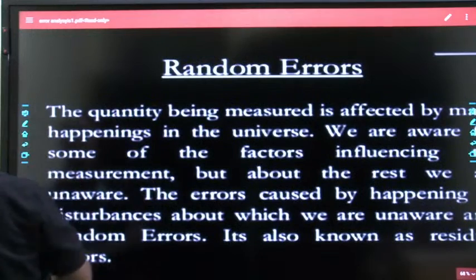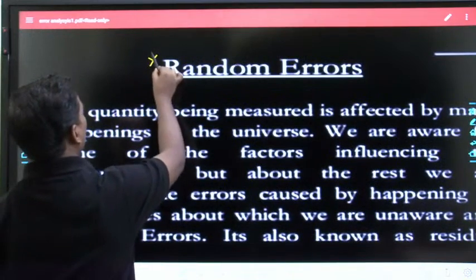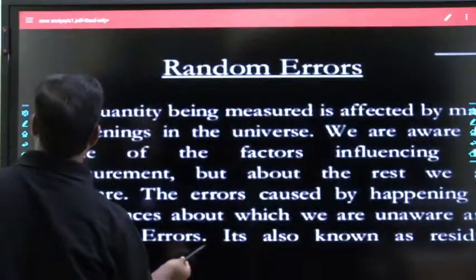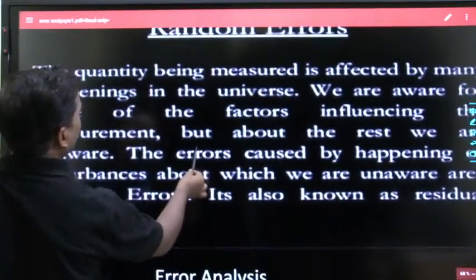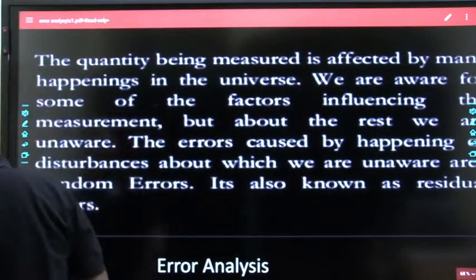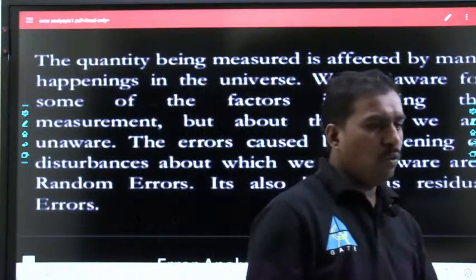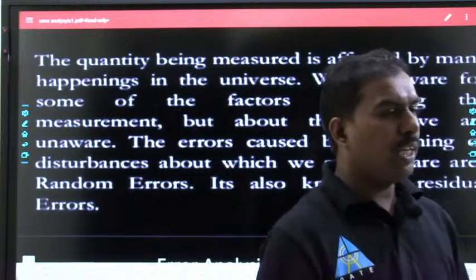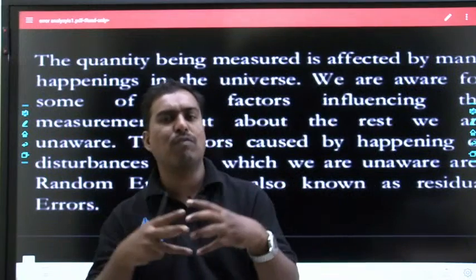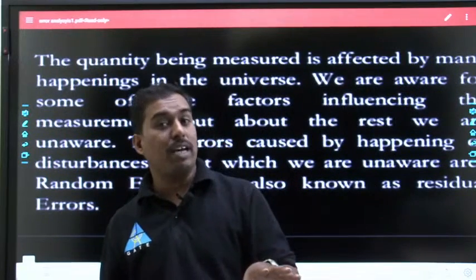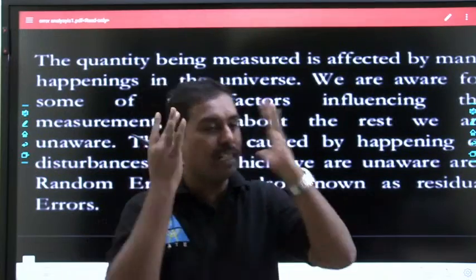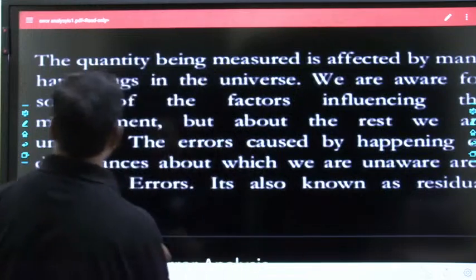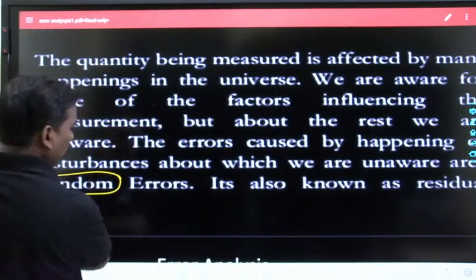Now, random errors, this is most important यार, random errors. ये क्या है? Random errors means what you know? आप कितना भी अच्छा perfect connection दिया, whatever may be the connections you have given, how perfectly you have done, some errors will be there which you cannot understand. So those errors are called random errors.